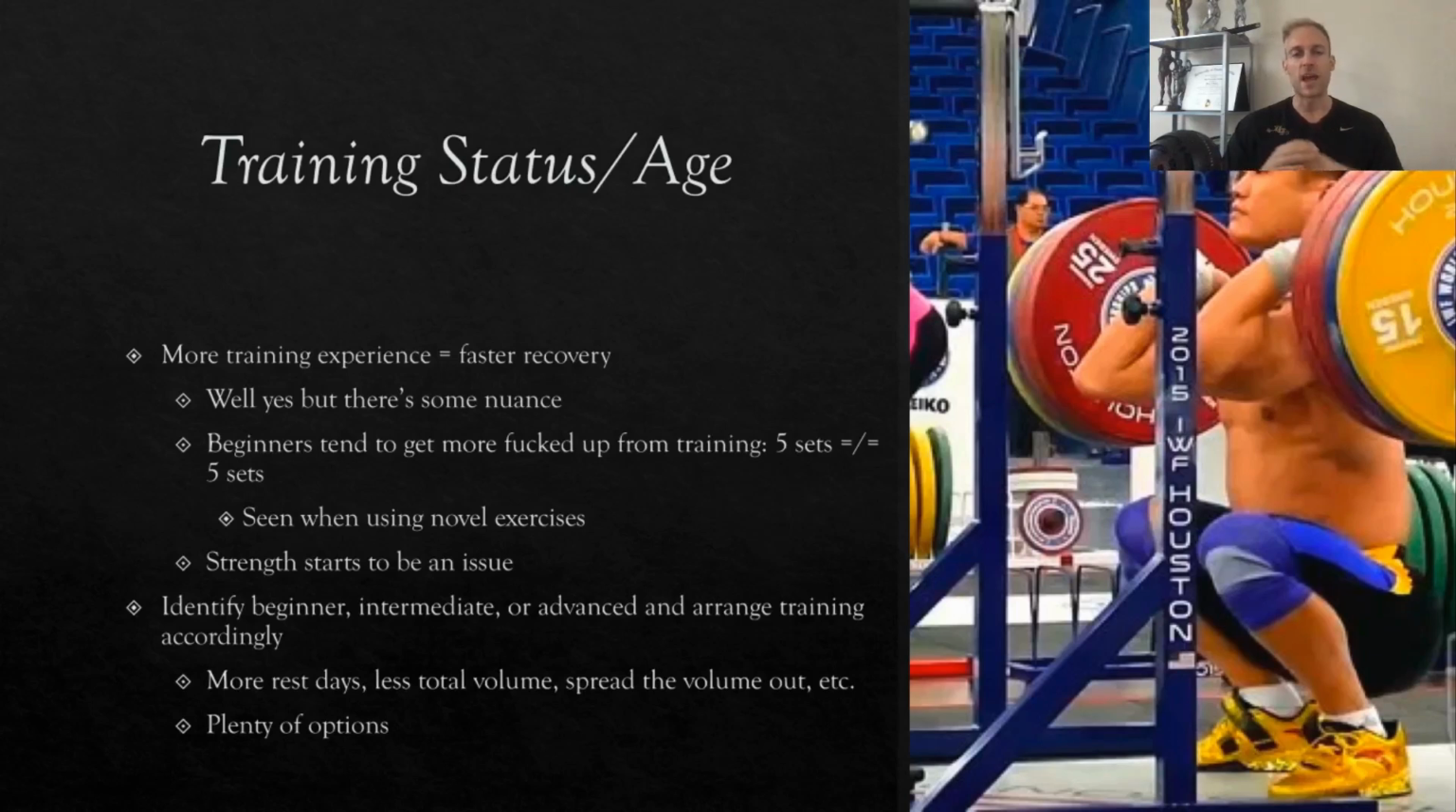So when you're sitting down with a client, the first thing you want to do is identify, is this individual a beginner, intermediate, or advanced? And that's not just training age, how long they've been training, but how long have they been correctly training or progressively training. And then from there, you want to move some stuff around. So give them more rest days, less total volume. Maybe you spread the volume out a little bit more. As a coach, you've really got quite a few options here to utilize. So just use your best judgment. Trial and error will be your friend.